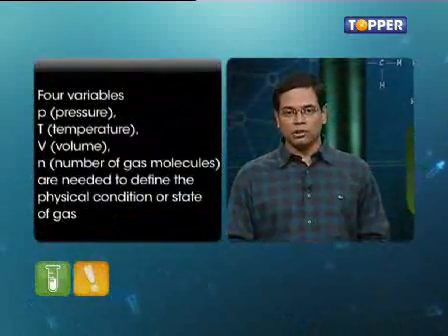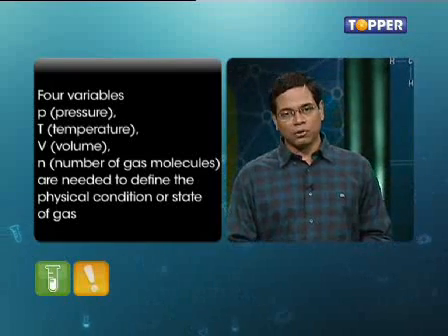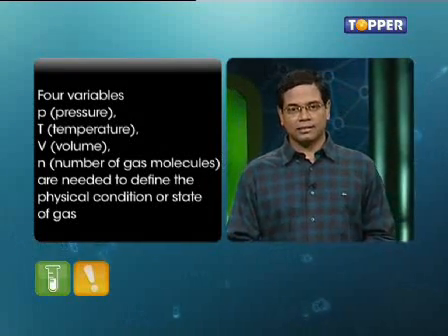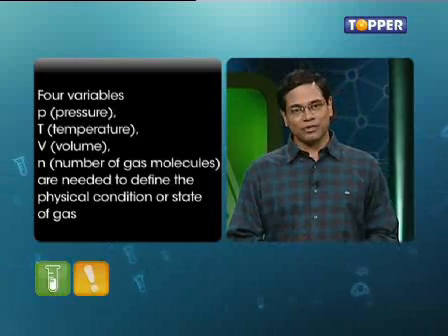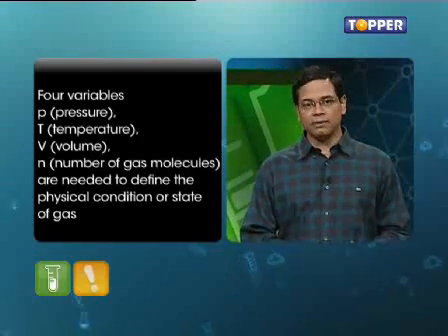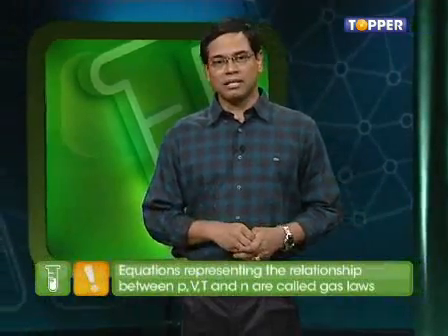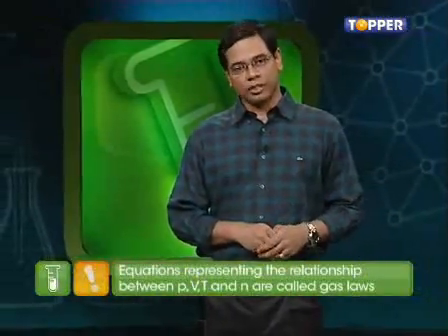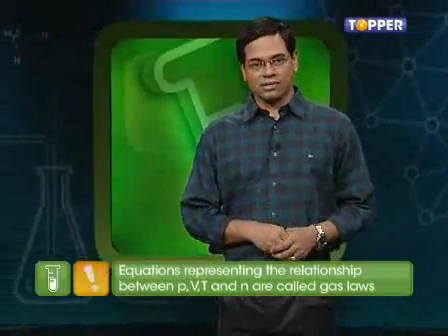After conducting a series of experiments, scientists realized that the gaseous state depends upon 4 variables, namely pressure, volume, temperature, and number of molecules or amount of a gas. The relationship between these variables is expressed in terms of 2 variables at a time, keeping the others constant. The relationships are expressed quantitatively using equations known as gas laws.